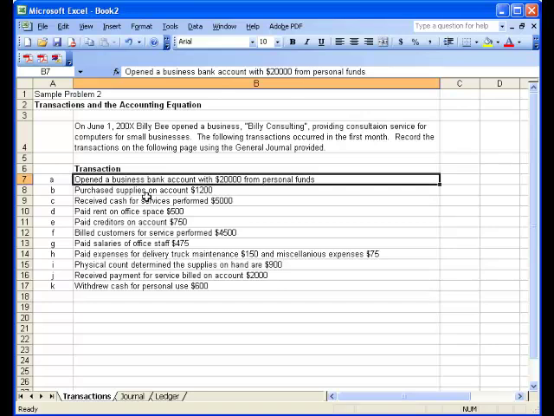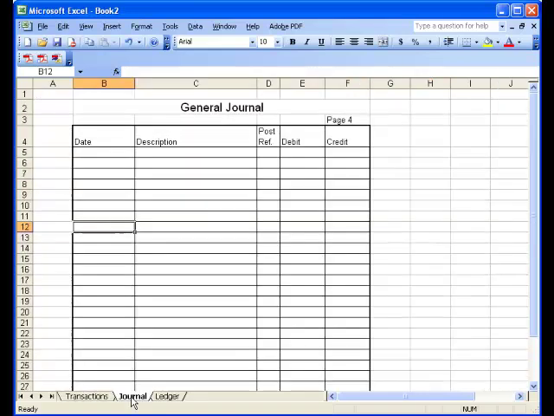Our first transaction is opened a business bank account with $20,000 from personal funds. Again, we've seen this before. Our owner is depositing $20,000 into our cash account in order to start the business. So, a couple things to note. Here's our journal. It's a general journal. We're on page 4 of our general journal.